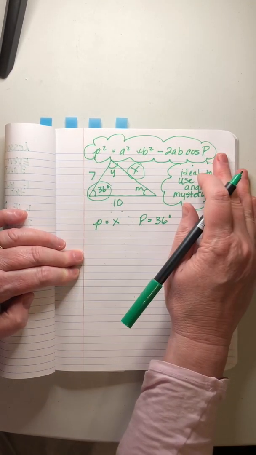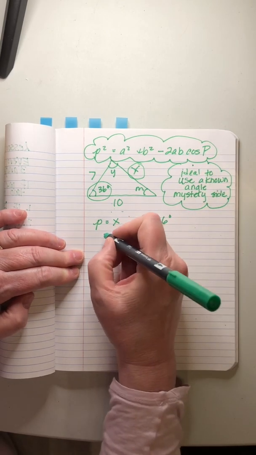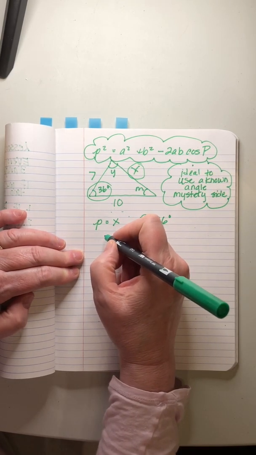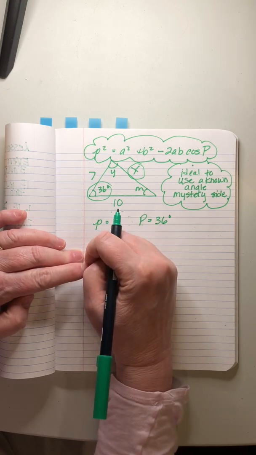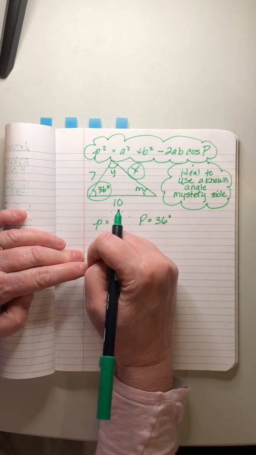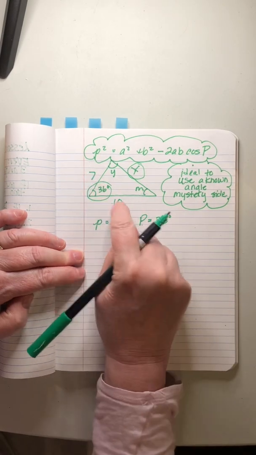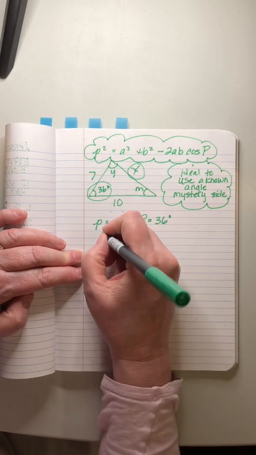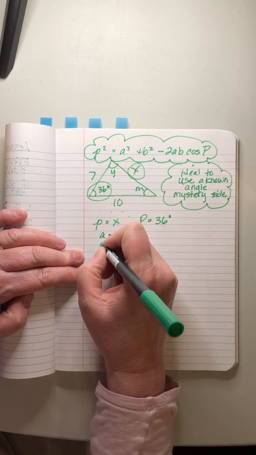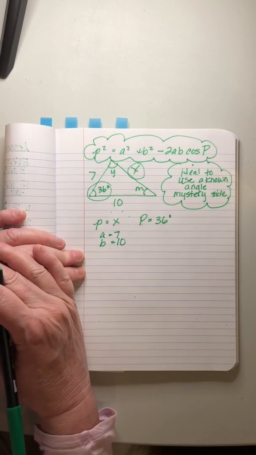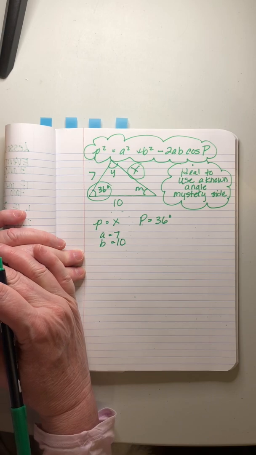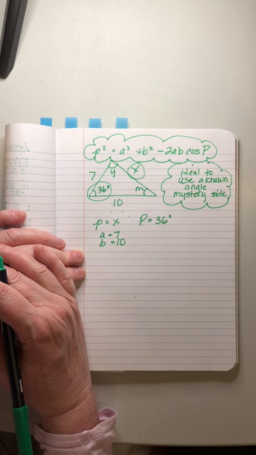Now we can plug the whole thing in, and we also see that we've got 7 and 10. So we'll let A equal 7 and B equal 10, right? The other two sides. All right, so now we are ready to plug this whole creation in.